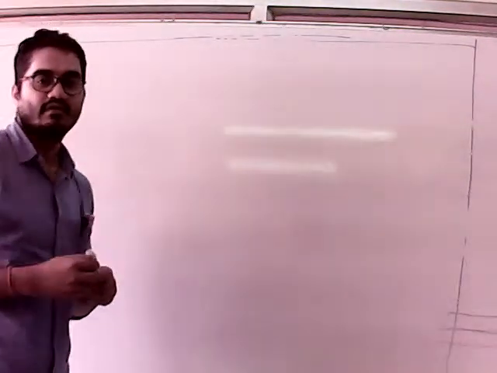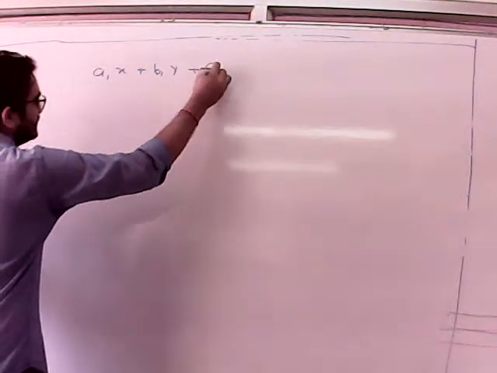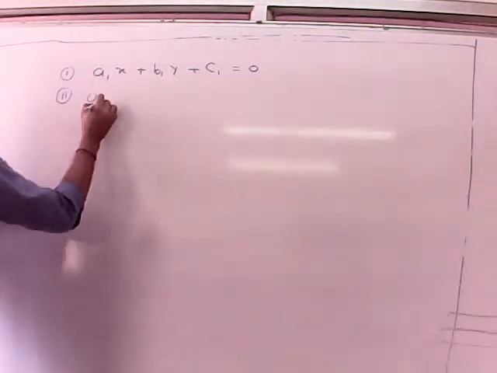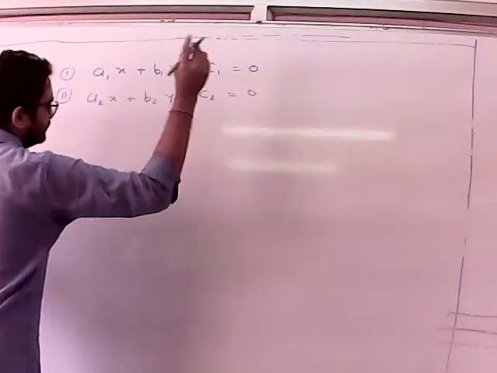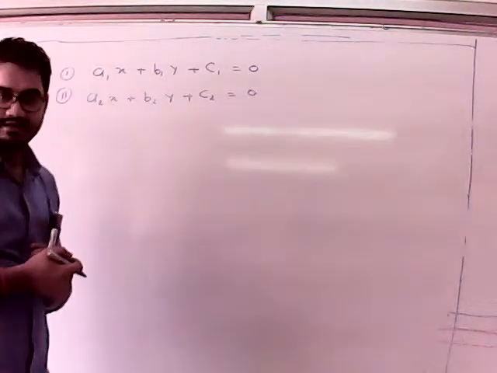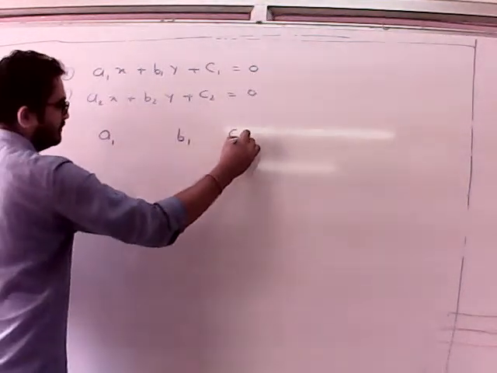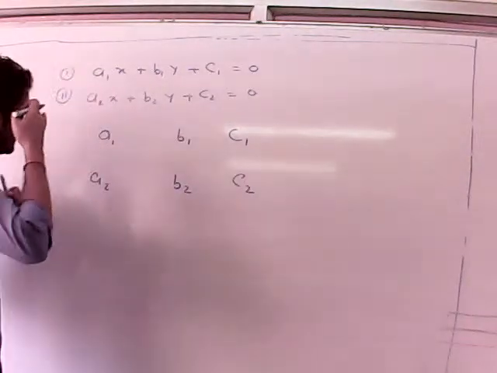Now suppose we are having two equations. Equations are what? Suppose we are having one equation that is a1x plus b1y plus c1 is equal to 0. Another equation we are having that is a2x plus b2y plus c2 is equal to 0. Okay? This is the equation which we have right now. Now, over here we are having a1, b1 and c1, a2, b2 and c2. So these are the constants we are having.